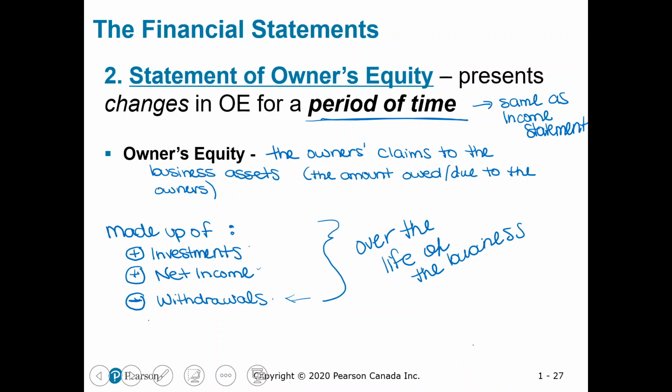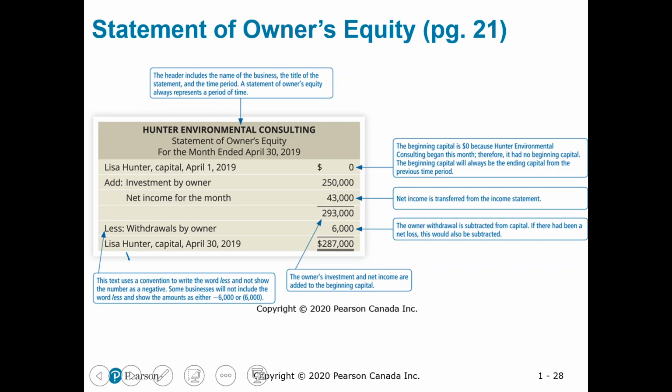All right, so we'll take a look at an example here. Again, as I said, every single statement will start with these three items: the name of the business, what statement we're preparing, so here, this is now the statement of owner's equity, and then the time period. So this was also for the month ended April 30th, 2019, which if you flipped back to the income statement slide, was for the month ended as well.